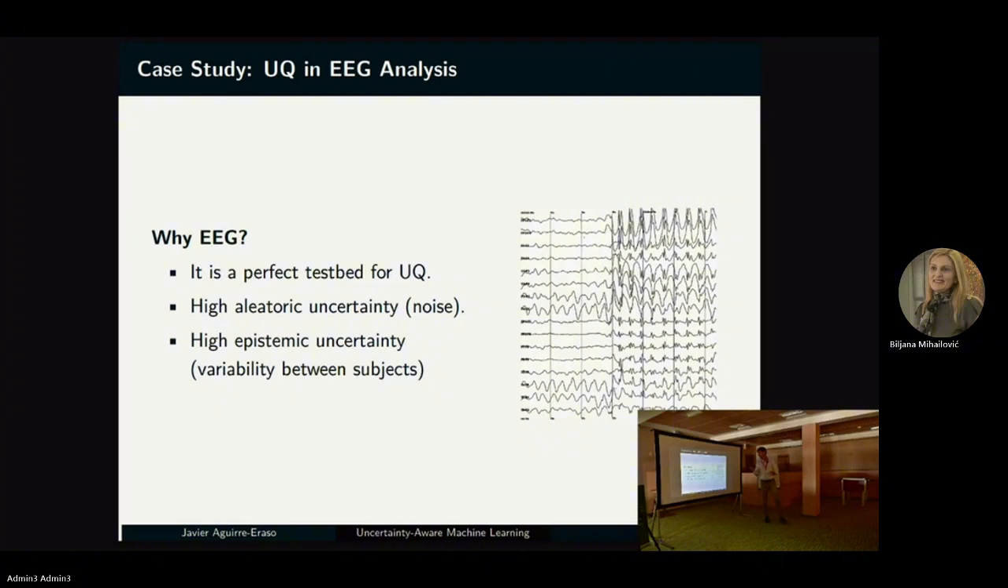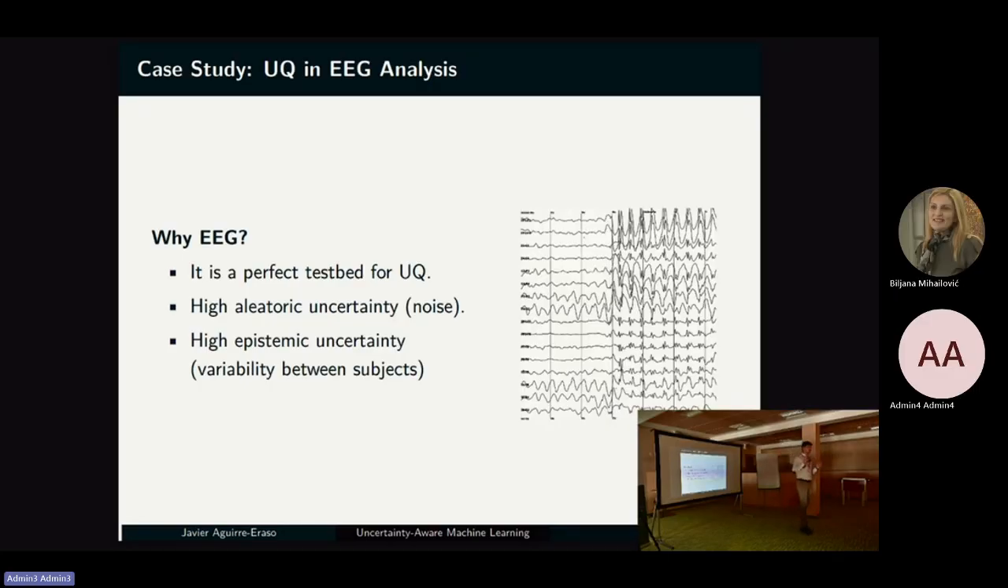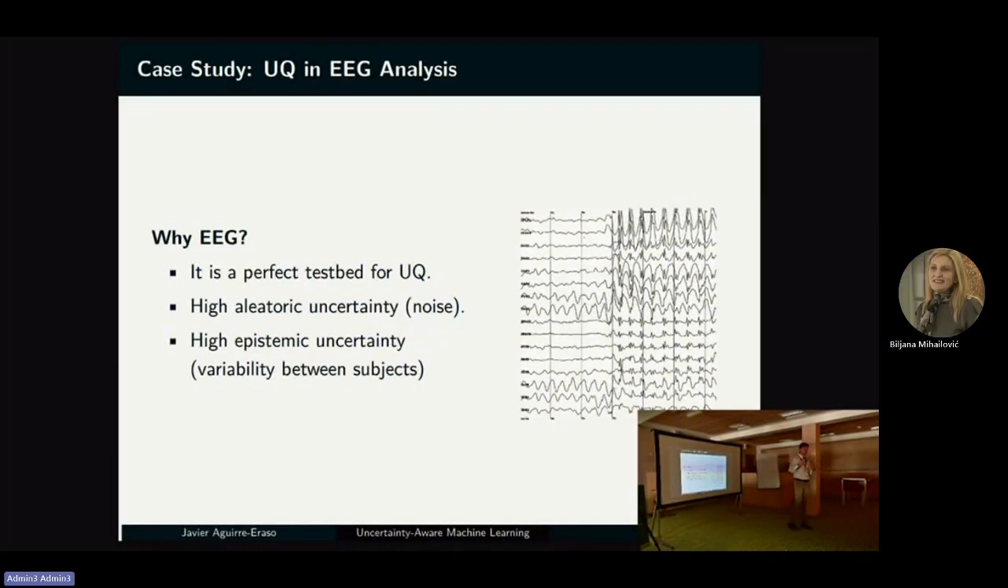On top of this, electroencephalogram, if you're not familiar with it, is measured with electrodes on the scalp that measure the change in the magnetic field, and in that way you can measure the brain activity. But these signals are very, very noisy, and they are very susceptible to changes in temperature and other factors. So it has high aleatoric uncertainty. In that sense, we can test that our model measures that correctly.